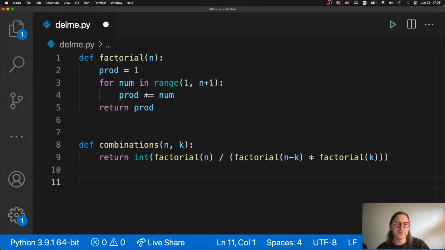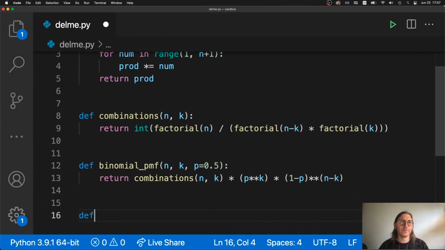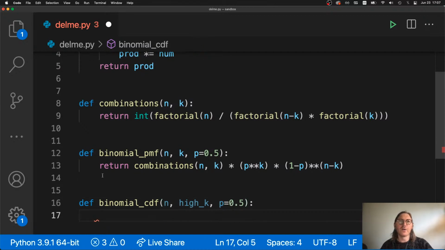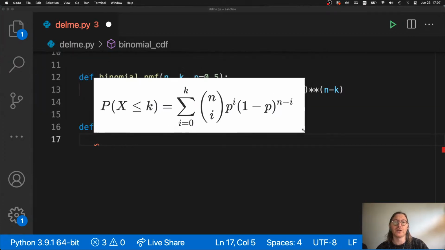Something you might be wondering is, well, we've got the binomial PMF, but we could probably use a binomial CDF, and a way that I can write the binomial CDF is, let's think about n, and we're going to think about the high value of k and the probability, which we'll say is 0.5. For the binomial CDF, I'm just going to make a cumulative function, and I think that's fine. Even when we represent this mathematically, that's what we're doing. And so here we've got the cumulative distribution function.